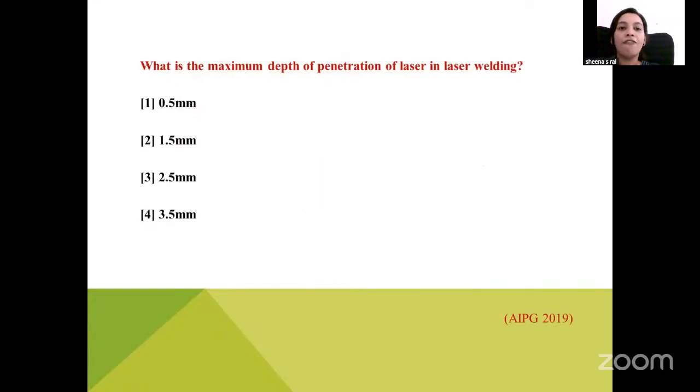Next question: what is the maximum depth of penetration of laser in laser welding? So we know that in orthodontic wire welding, etc., we used to use heat to join two metal parts. Laser is commonly used in welding, and when we use laser, the amount of heat produced is very less. So what is the maximum depth of penetration that you need to study? It is 2.5 mm, the maximum depth of penetration of laser used in laser welding.